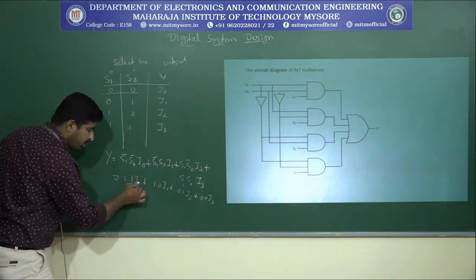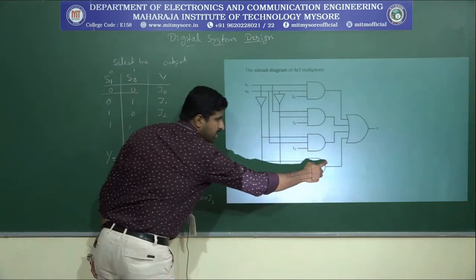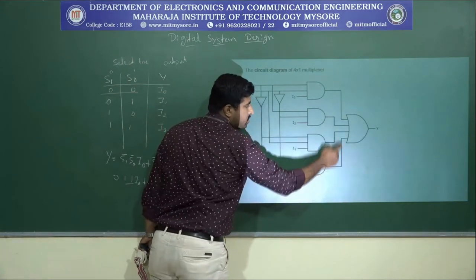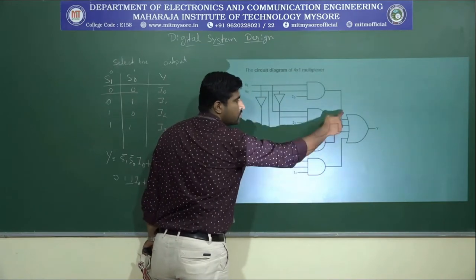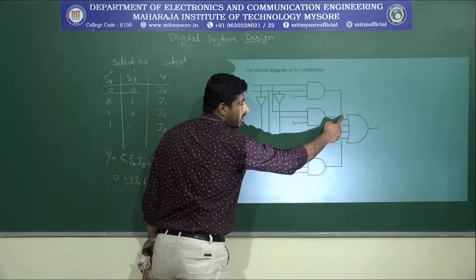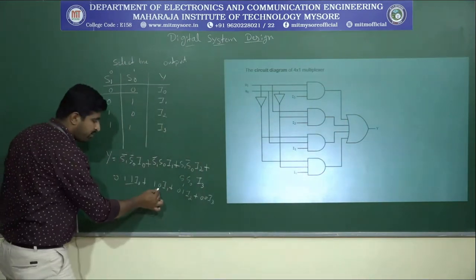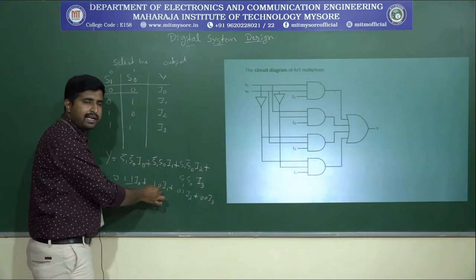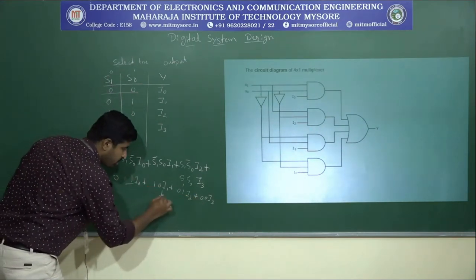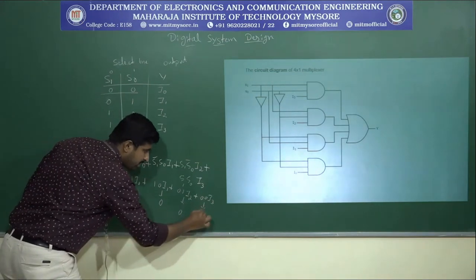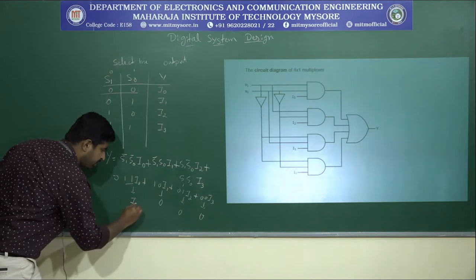Then if I0 is 1, the output of this AND gate will be 1, and this will be connected to Y. The remaining AND gate outputs are 0, so all the inputs of the OR gate will be 0, because we know that if any one input of an AND gate is 0, the output will be 0. So this leads to a 0, this leads to a 0, and this one depends on I0 actually.